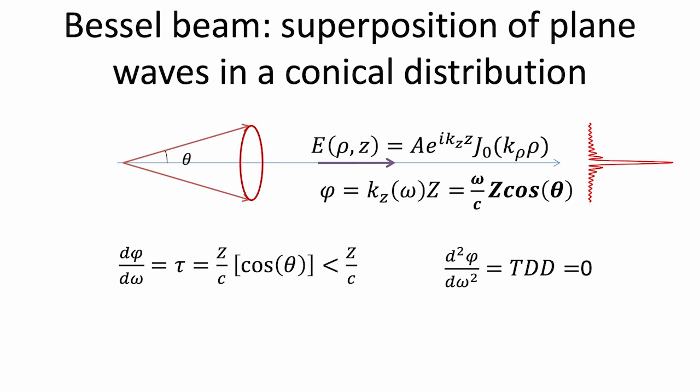So you can see that the derivative of the phase with respect to frequency, which is the time delay, means you will have a pulse traveling along the z-axis, but the time delay is smaller than z over c. That is, it's traveling faster than the speed of light. There is no pulse distortion. There is no second order term.